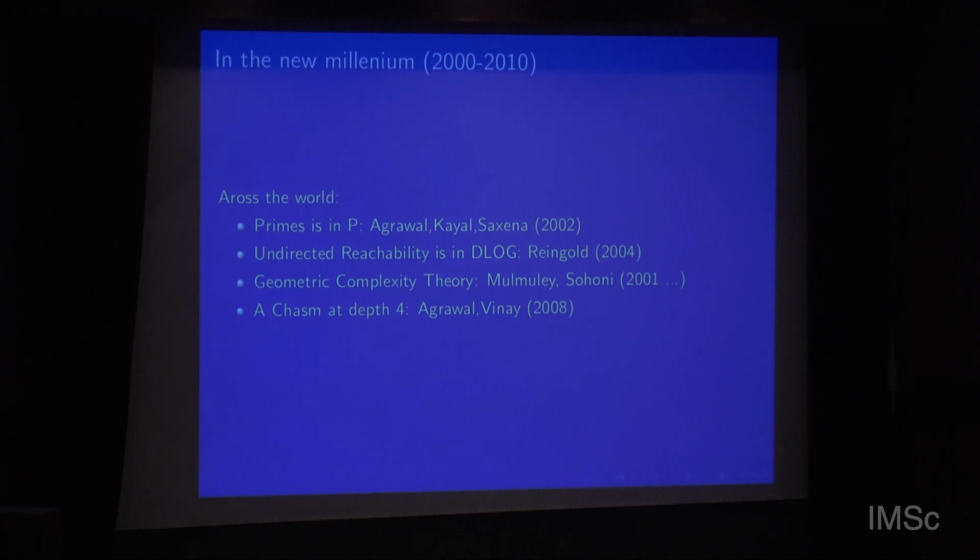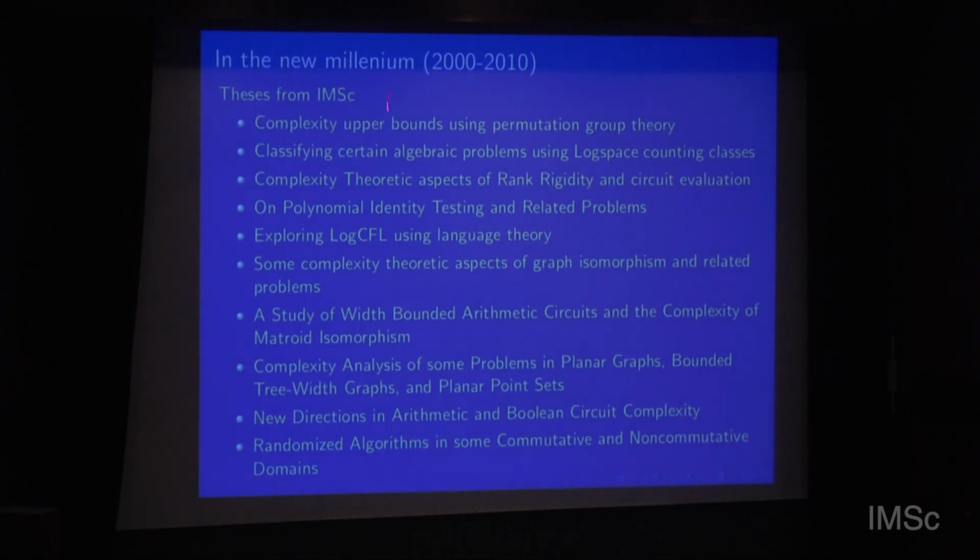This was a very influential result. And some of the work that happened at IMSc later on did build on this work. So in this decade, there were several PhD theses in complexity theory from IMSc. I've just listed some of the titles, and we don't even want to read them out, this is like a laundry list. But if you randomly scan this and look at some of the words here, you know, algebraic problems, permutation groups. So clearly algebra and computation continued to be alive and kicking, okay.